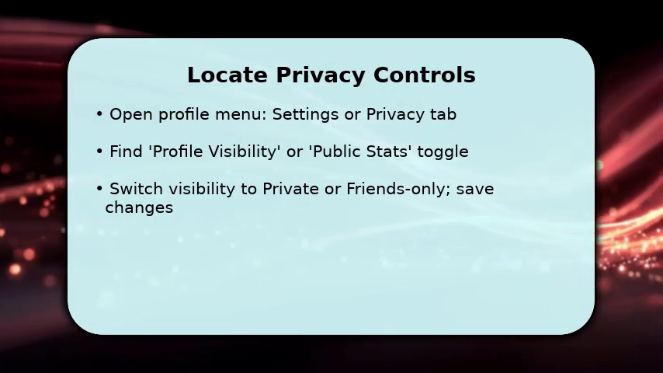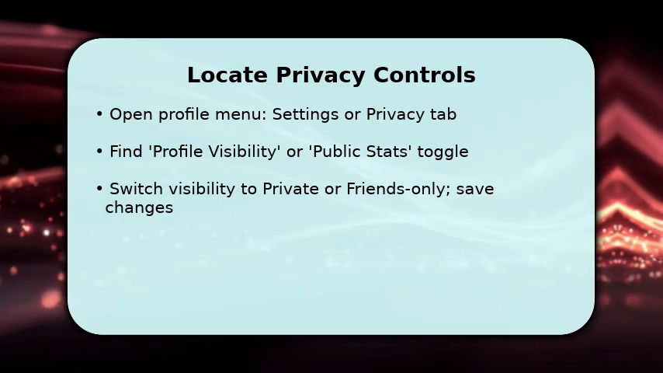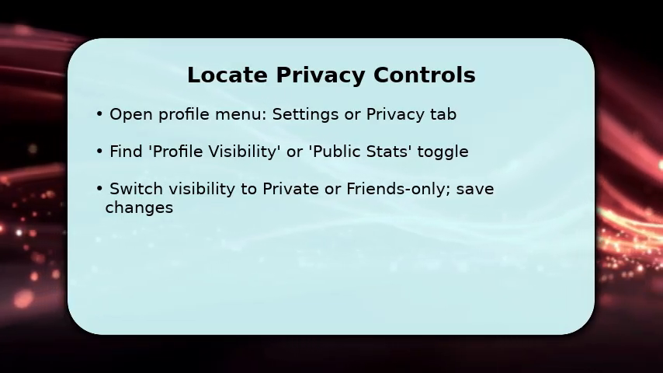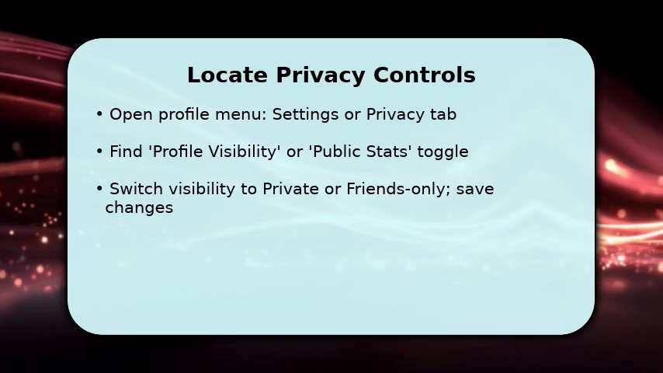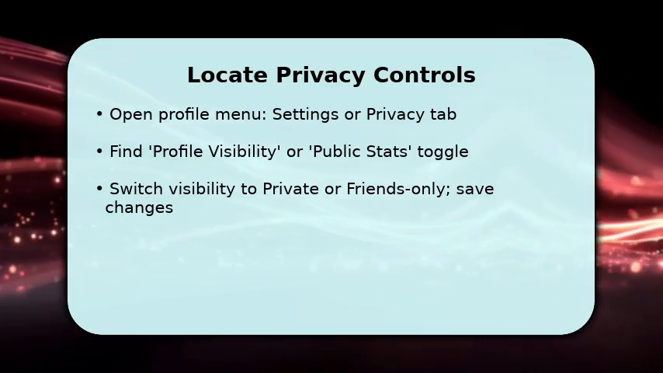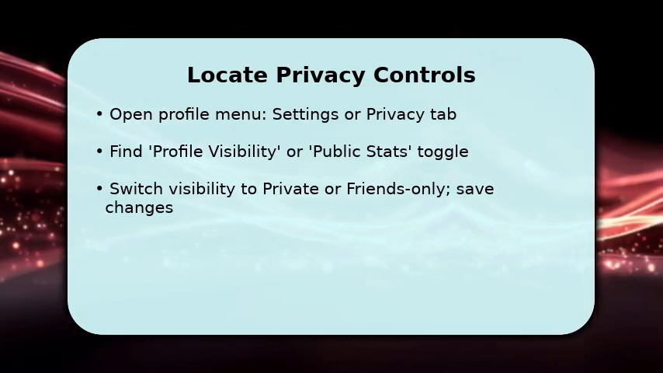You'll see a toggle labeled profile visibility, public stats, or similar wording. Click it to change from public to private or friends only. If there's an account linkage section, revoke any extra public API keys you don't recognize. Make sure to hit save or apply. Some trackers need a confirmation click.